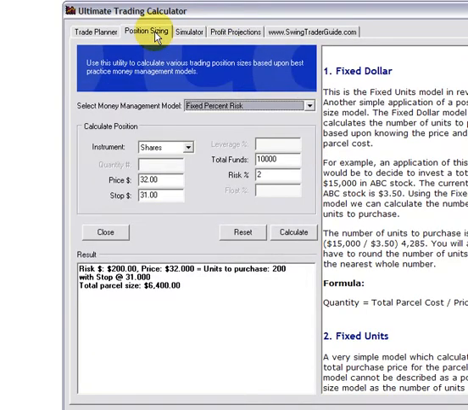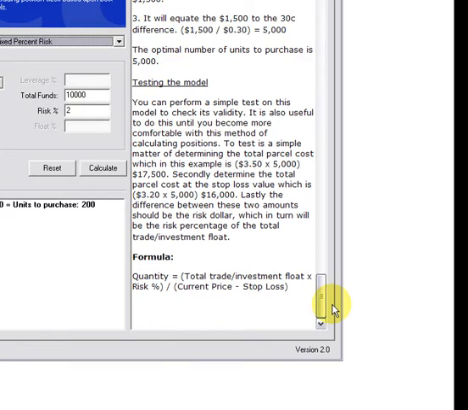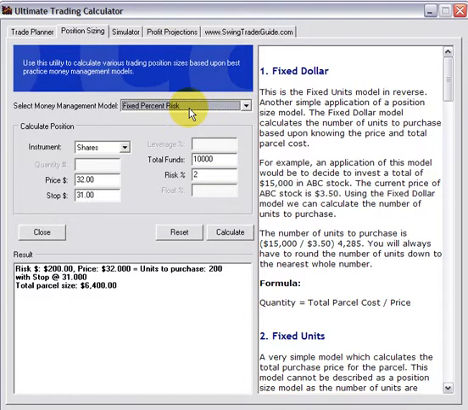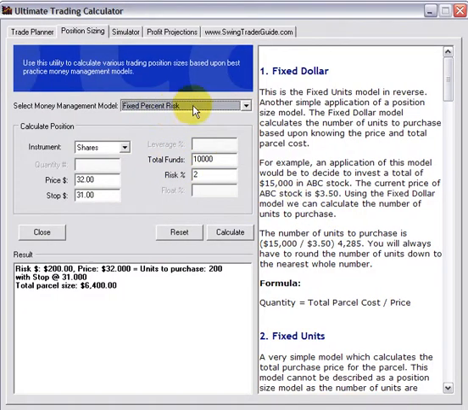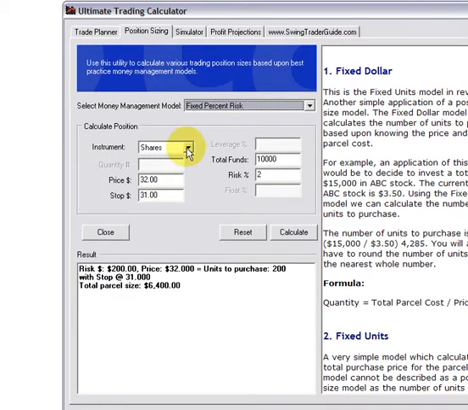The next tab is position sizing. Position sizing, there's a number of ways that you can calculate position sizing. I'll talk about them here more or less from a reference standpoint. The only one that I advocate is the fixed percent risk, which means that you always risk a fixed percentage of your account equity per trade. And so there's others, like I said, you can look at those, but this is the only one that I really advocate. You can choose them from the model here, and then very simple.